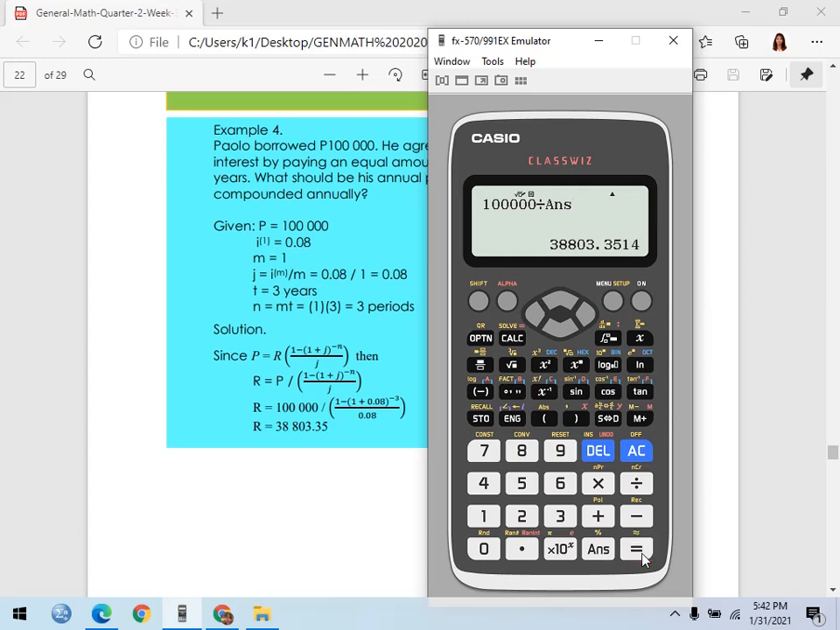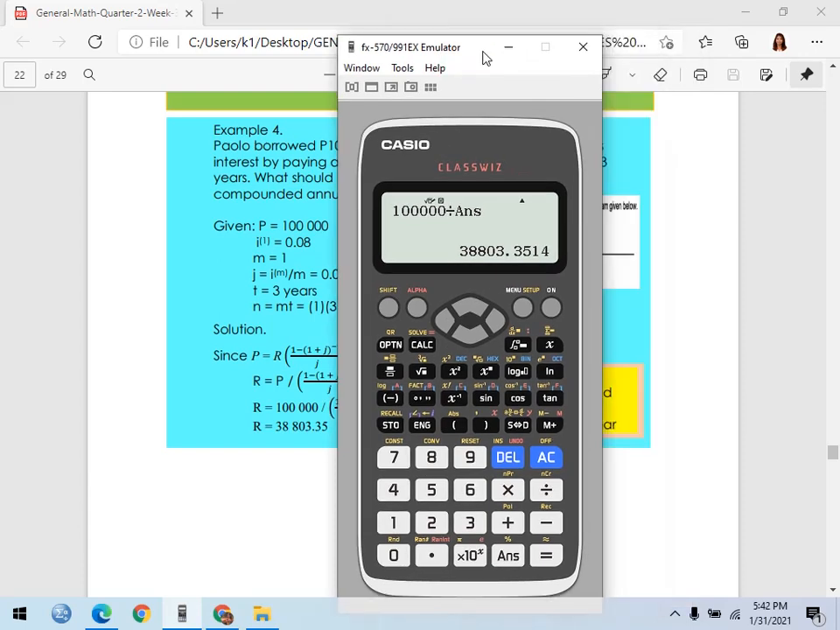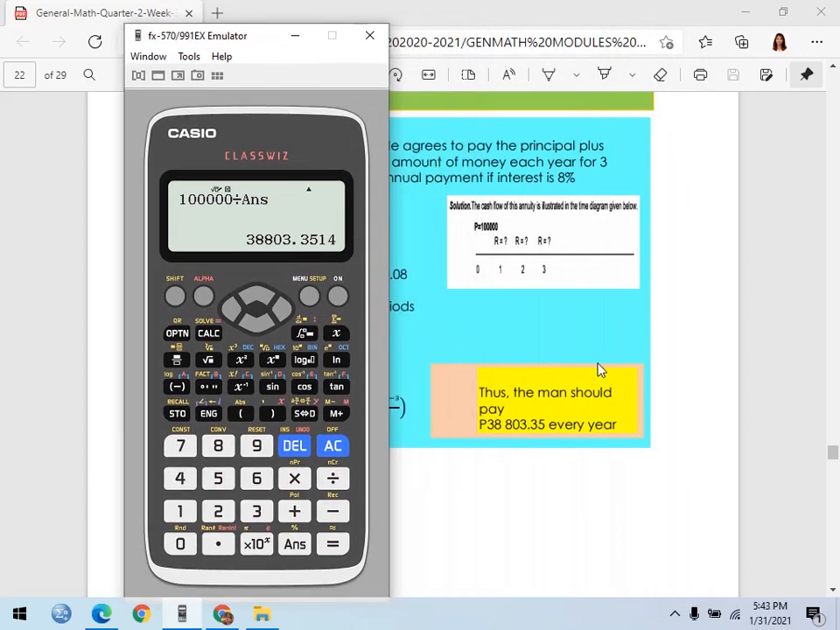So, equals. So, you have 38,803.35. That means every year, kailangan nyo magbayad ng 38,803.35.